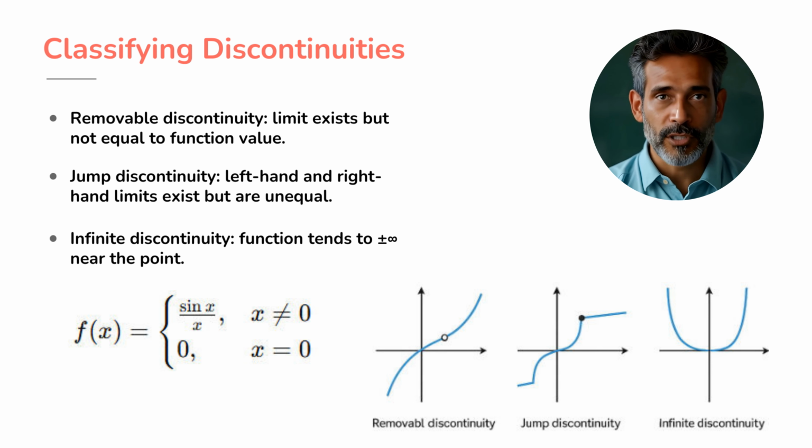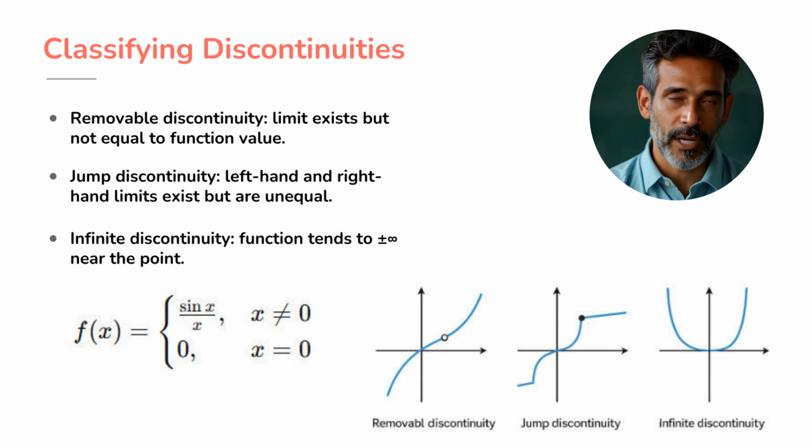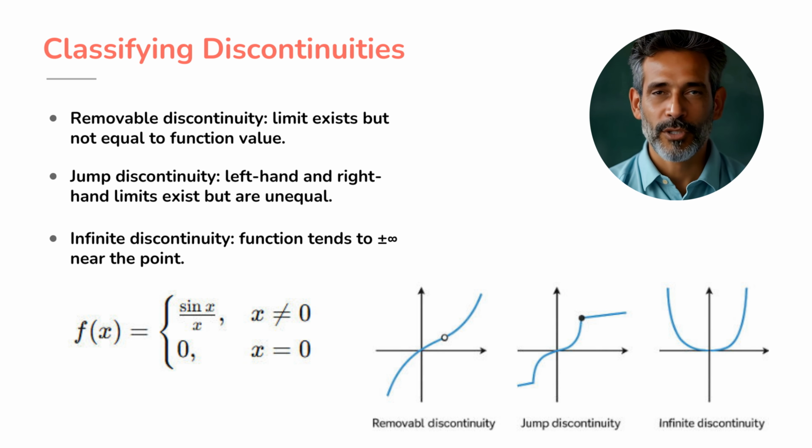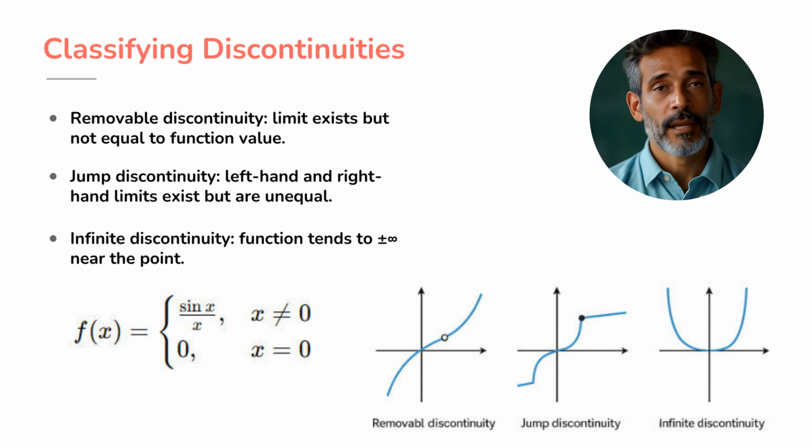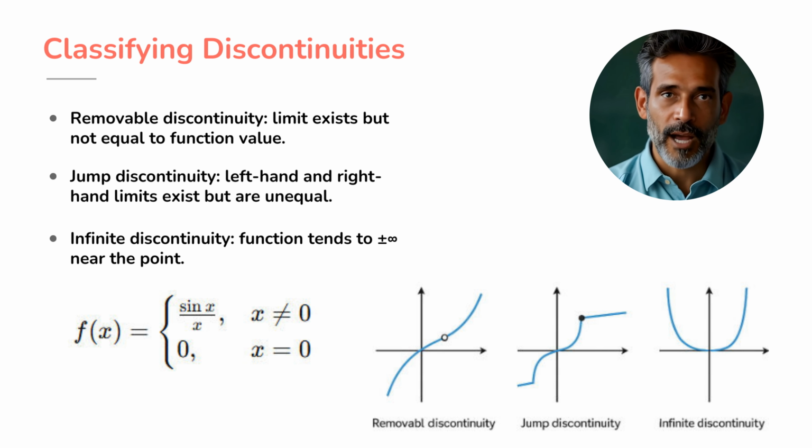Not all functions are lucky enough to be continuous. Let's classify discontinuities. First, removable discontinuity. Here the limit exists but doesn't equal the function's defined value. For example, sin x by x at x equals 0 if we define f of 0 as 0. Second, jump discontinuity. Left-hand limit and right-hand limit both exist, but they are not equal. The function literally jumps. Third, infinite discontinuity. As x approaches a point, the function shoots off to plus infinity or minus infinity. Each type tells us something important about the graph and possible ways to fix the function.